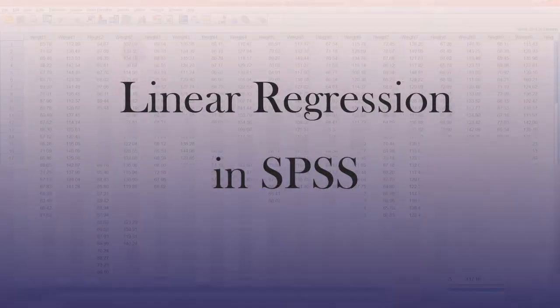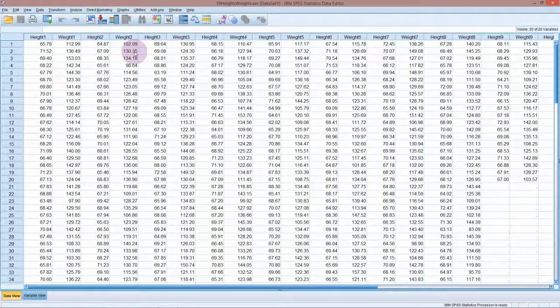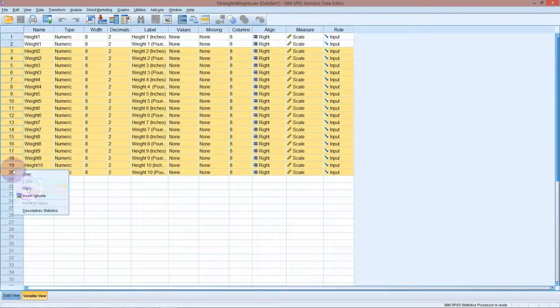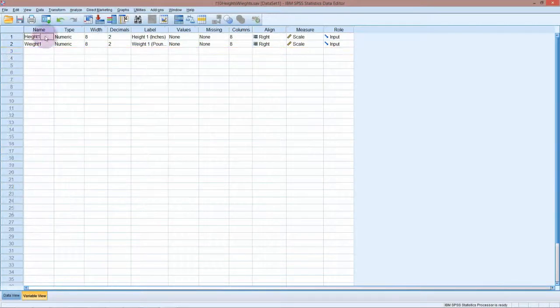I'm in SPSS and I'm looking at the Hong Kong height and weight dataset, and we're going to look at linear regression. At the moment in the dataset we have several samples taken from the much larger dataset from when we were looking at confidence intervals. We don't need all of these, so if you like you can select all these other variables and just clear them. All we really need is height and weight for one sample.